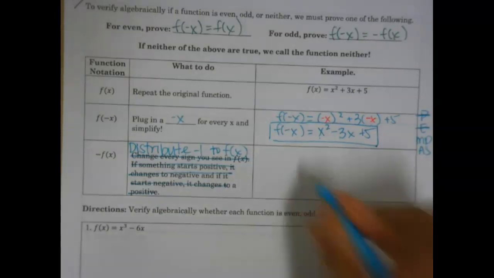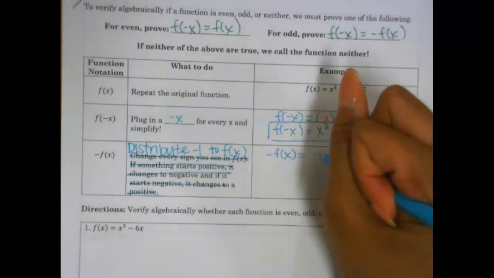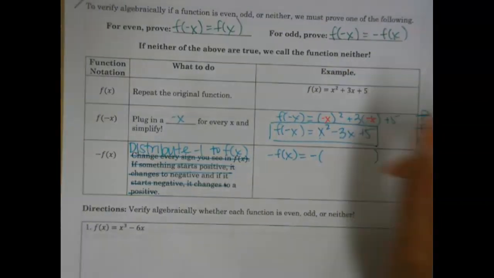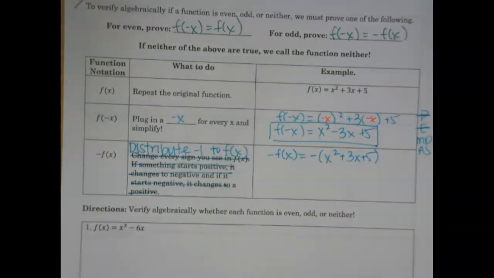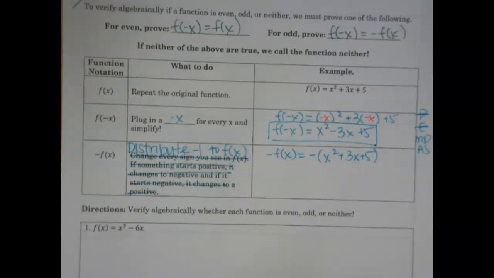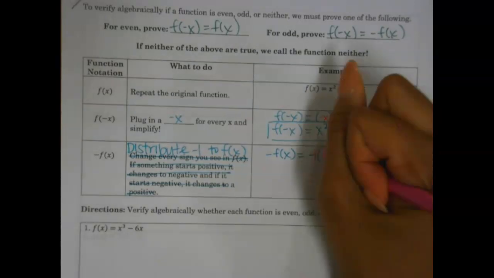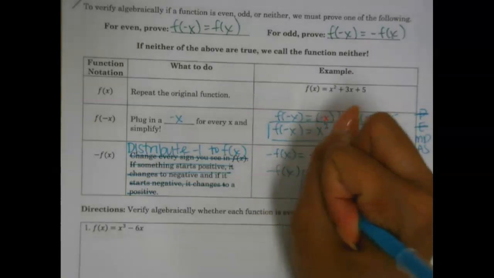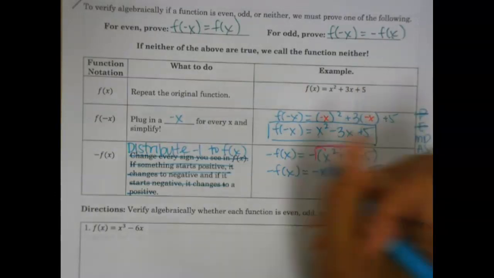So let's look at this function, f of x. If I was to find negative f of x, that means I would need to take the negative that's already outside and put it in front of f of x, which is x squared plus 3x plus 5. That's all Algebra 1. That's not pre-cal. When you see that negative, guys, like I just wrote, that's the same as having a negative 1. So you're just distributing negative 1 to the entire function of x. When that happens, we're going to make this negative x squared minus 3x minus 5.